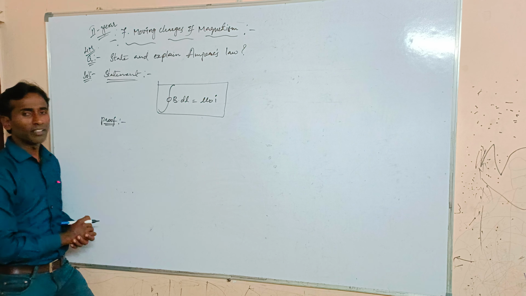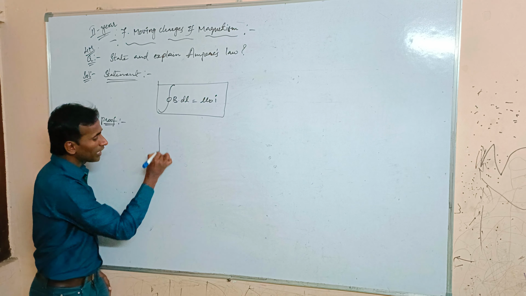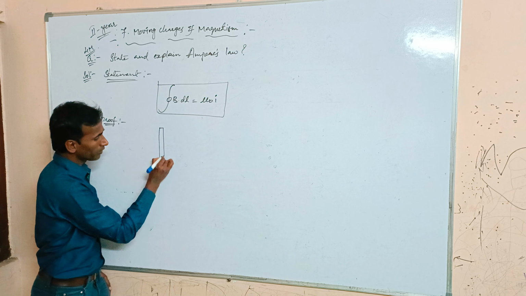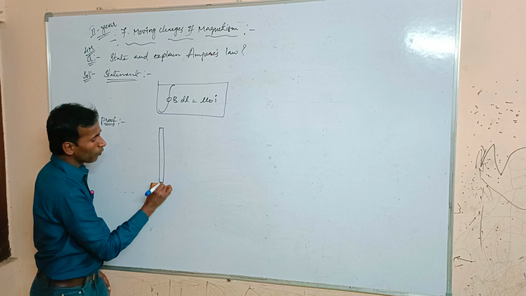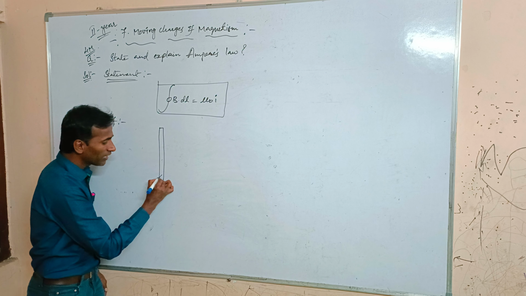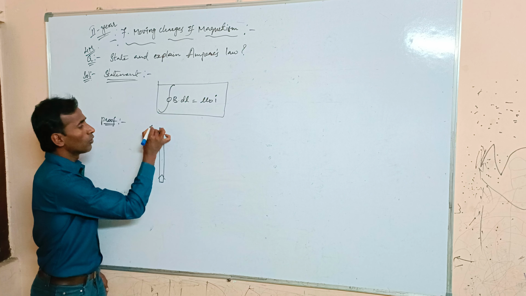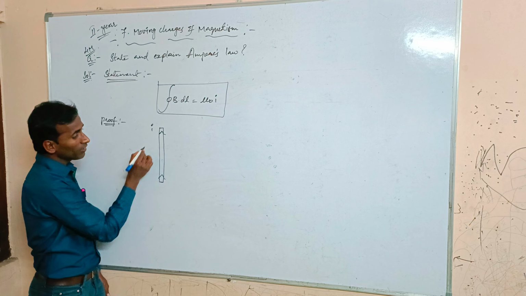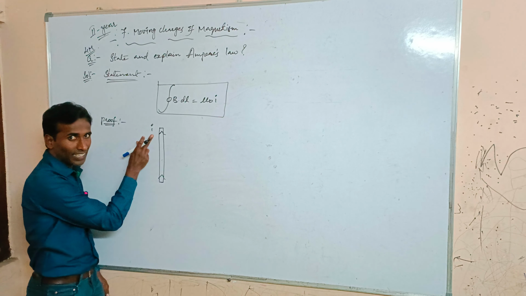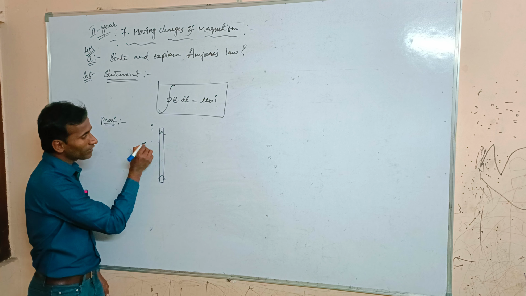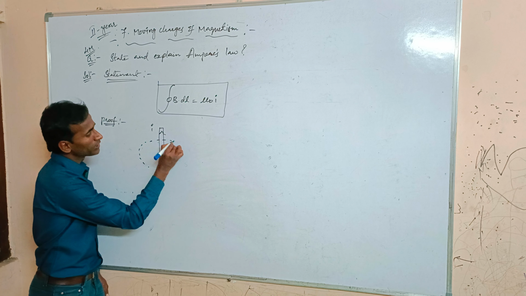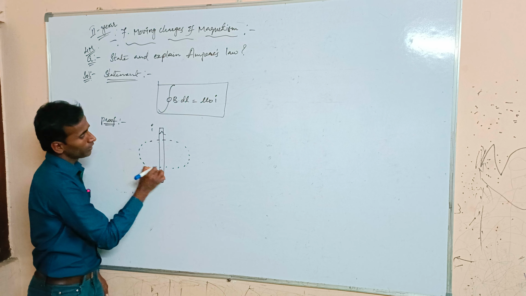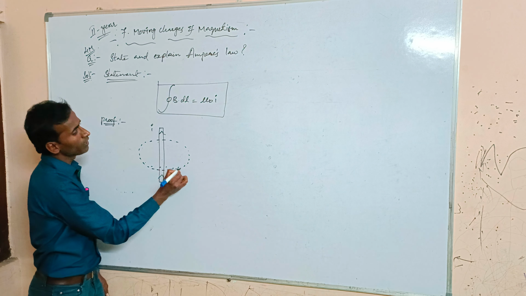How can you prove it, sir? Let us consider we are taking one conductor. The direction of the conductor is upward. When current passes through this conductor, it produces some field around it.